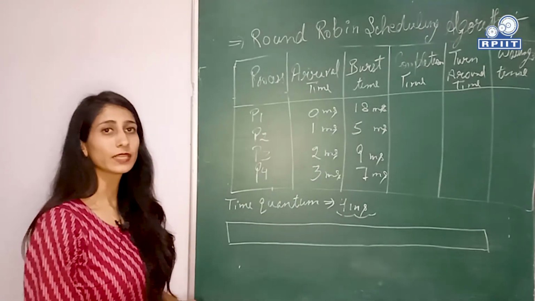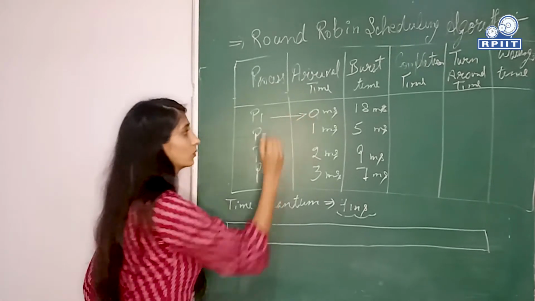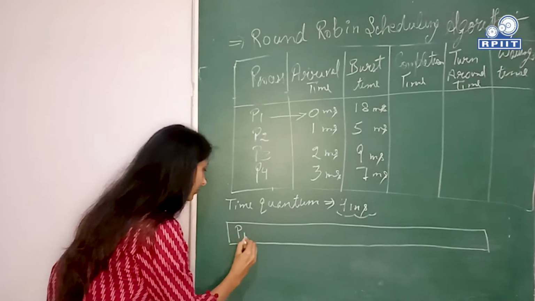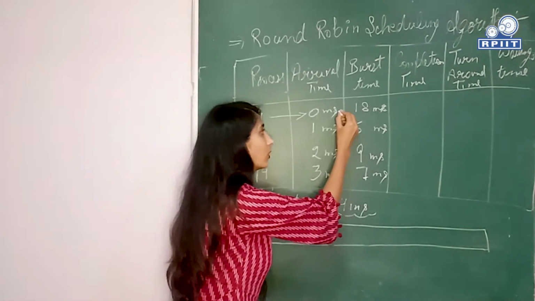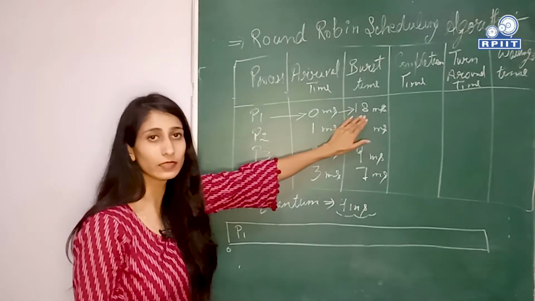First of all, we need to check the arrival time. Arrival time of P1 is 0. We begin with 0 with process P1. Now we need to check the burst time of P1. Here the burst time of P1 is 18.